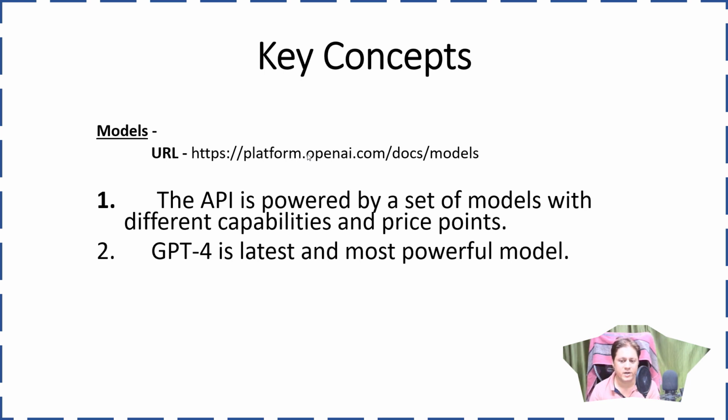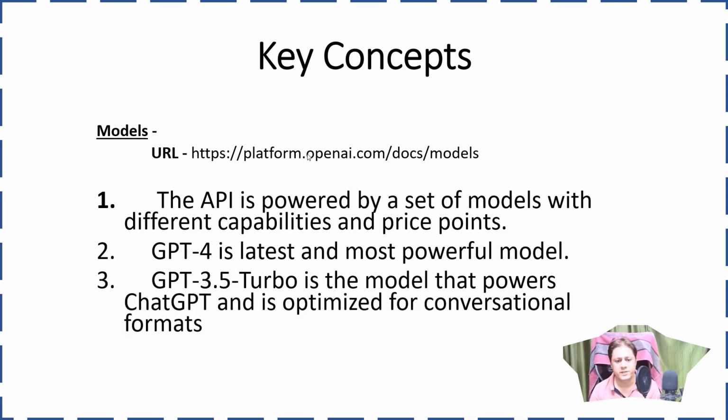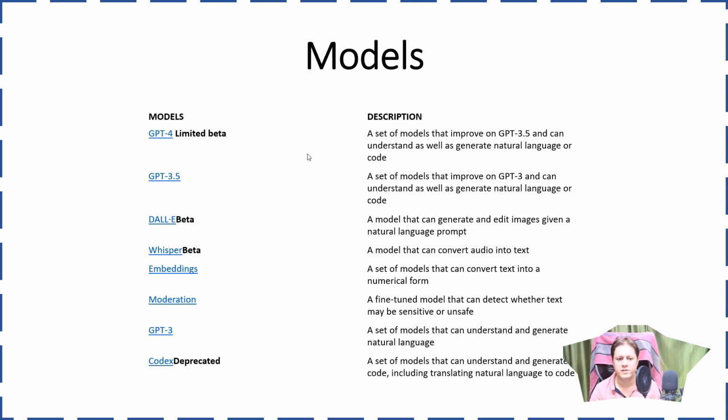GPT-4 is the latest model and it is the most powerful model. It is created on top of GPT 3.5, and GPT 3.5 Turbo is the model that powers ChatGPT. It is for conversational formats like the chatbot or question completions and whatever things we do. It's not for image generation and all. So these are the models.